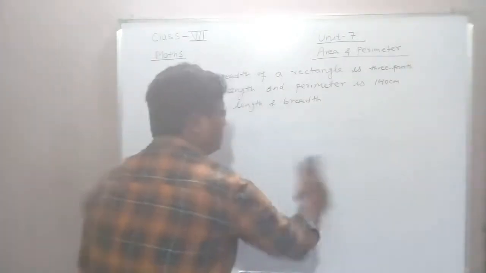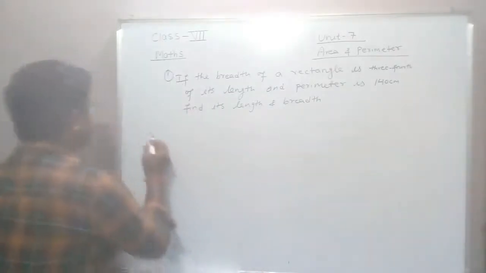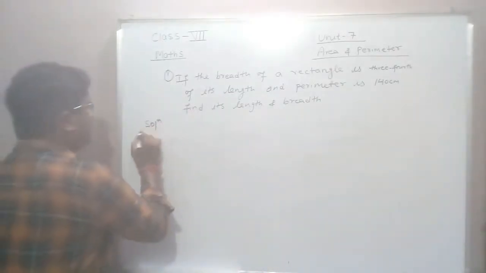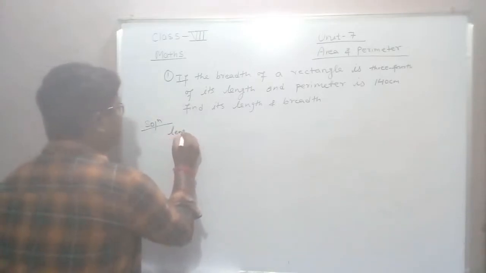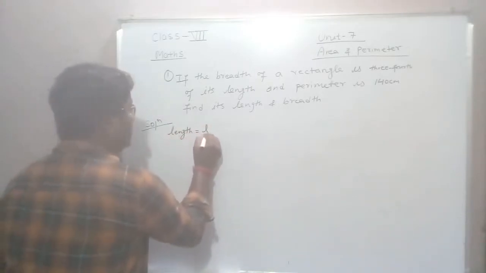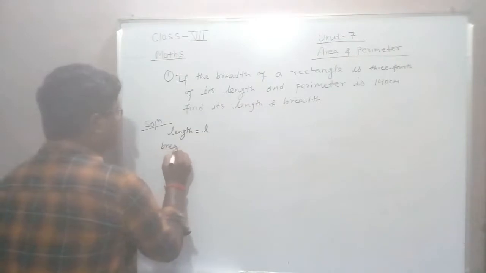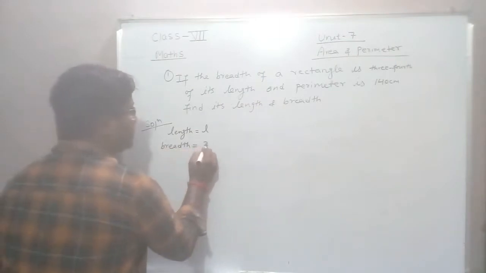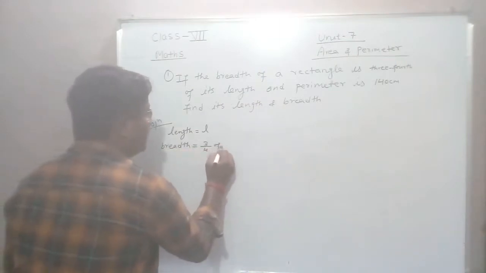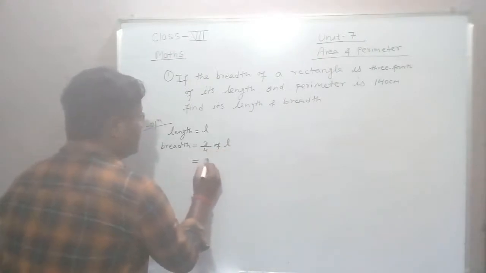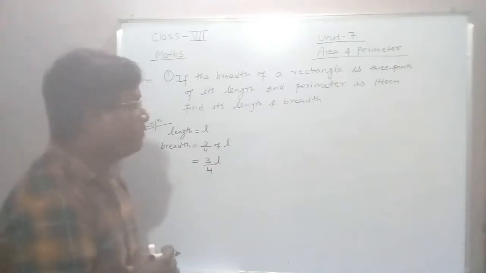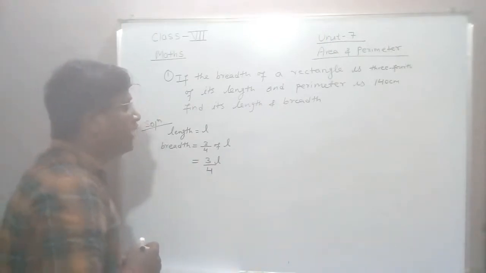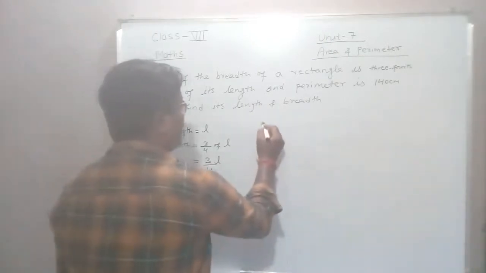In similar manner, let us here also suppose length as L. So breadth will be what? Breadth is 3/4 of length, that is 3L upon 4. So now another condition is here: perimeter. What is given?